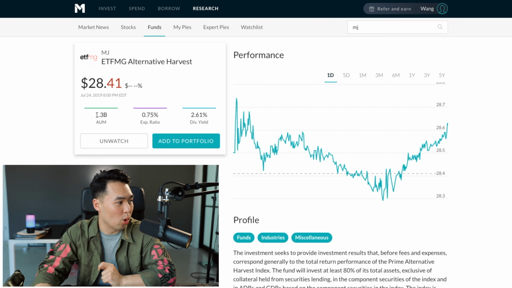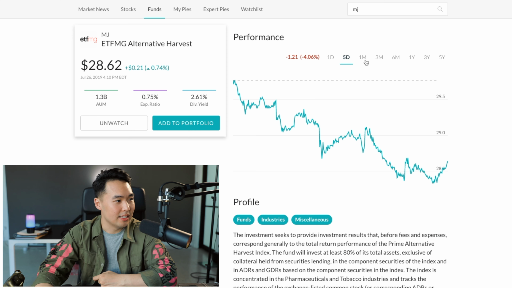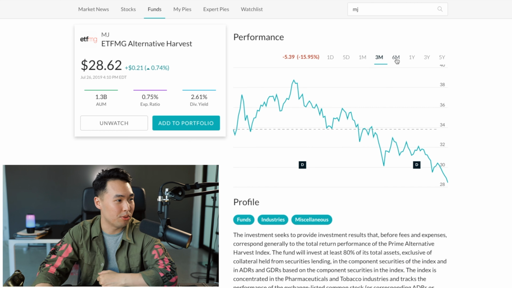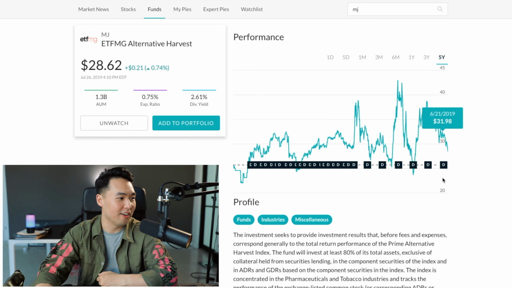Assets under management is over $1 billion. That is a pretty decent size. This is a pretty big asset under management. Expense ratio is under 1%, so that is pretty good as well. But if we take a look at the performance, 5-day down 4%, 1 month down 9%, 3 month down almost 20%, 6 months 16%. As we go through here, it looks like they used to pay out dividends every single month, and they kind of just changed it to quarterly dividends, which I don't blame them.